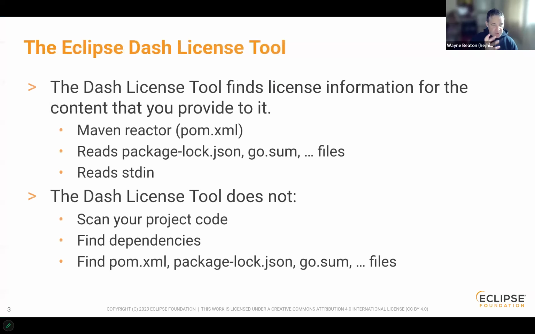The Eclipse Dash license tool finds license information for content, but only for content you provided. This is something that I think is hard for people to understand. It doesn't discover anything. It really just tells you what's there.